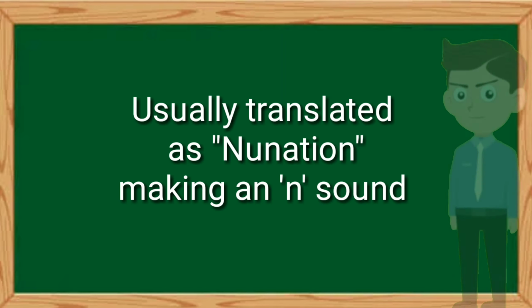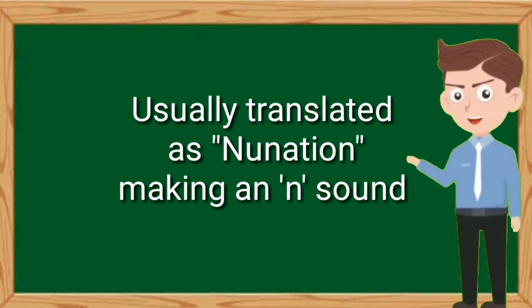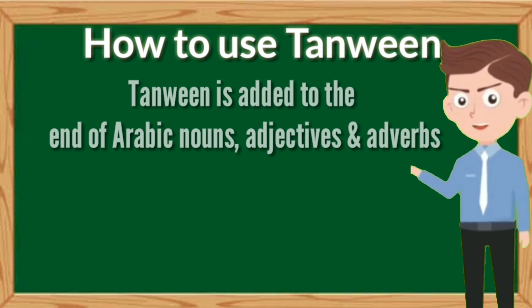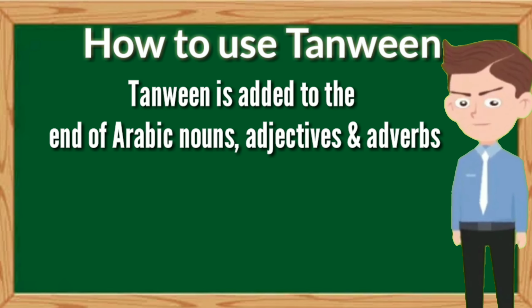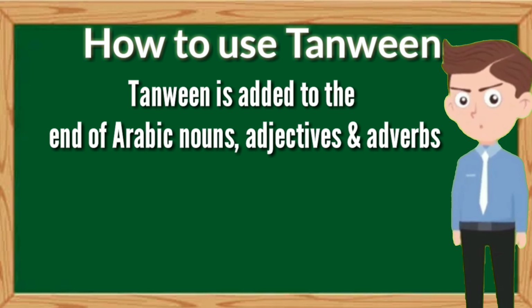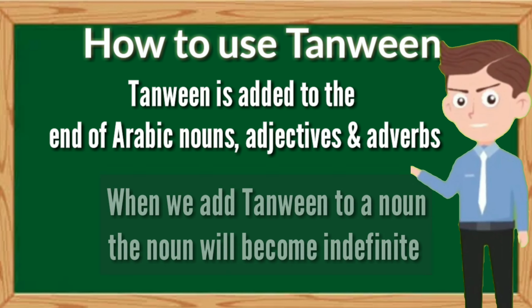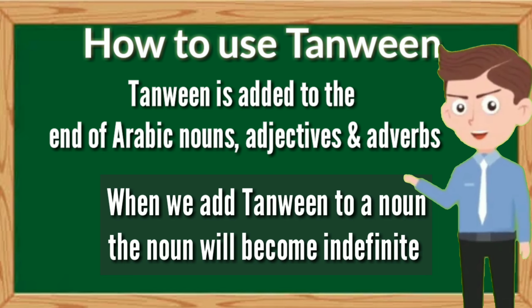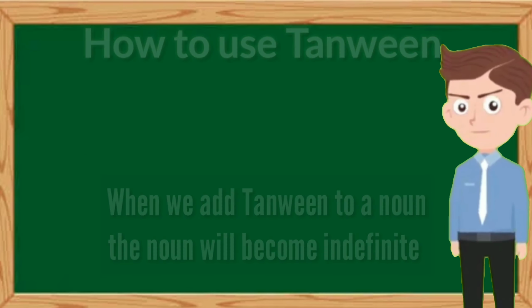What is tanween? Tanween is usually translated as nunation. It is making an N sound at the end of the word. How to use tanween? Tanween is added to the end of Arabic nouns, adjectives, and adverbs. When we add tanween to a noun, the noun will become indefinite.